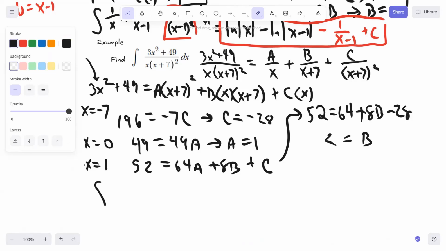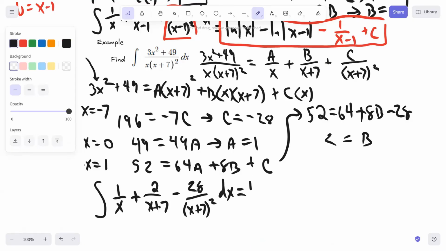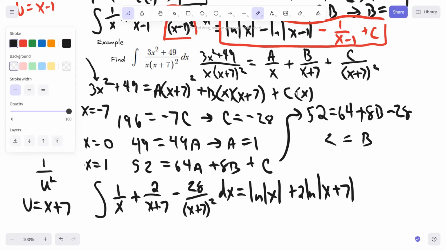So now we have our integral. Anti-differentiating, we have natural log absolute value of x plus 2 natural log absolute value of x plus 7. And then this is, again, another form that's like 1 over u squared, like the last one, where u is equal to x plus 7, and the du would line up pretty much, and you'd have a 28 there.